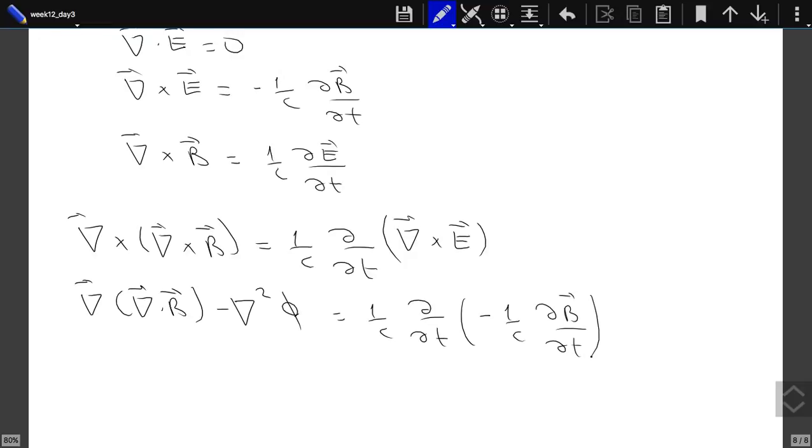Laplacian would be B, yes. Divergence of B is 0. So if you just move the left-hand side to the right-hand side, we get 1 over c squared ∂²/∂t² of B minus the Laplacian of B is equal to 0. So B itself satisfies the wave equation. And you can just take the curl of the E equation and basically show the same thing for the E.